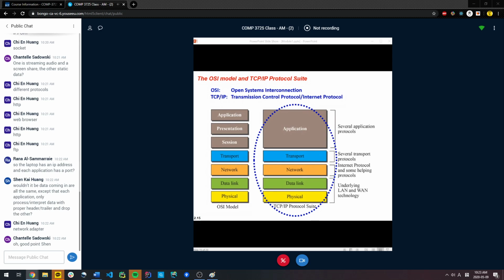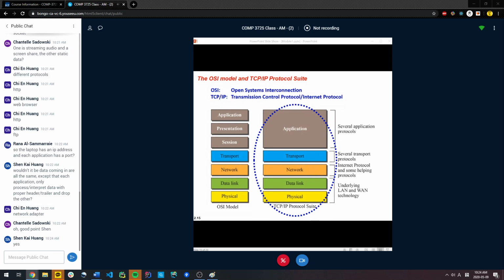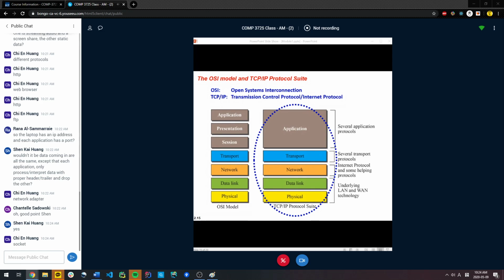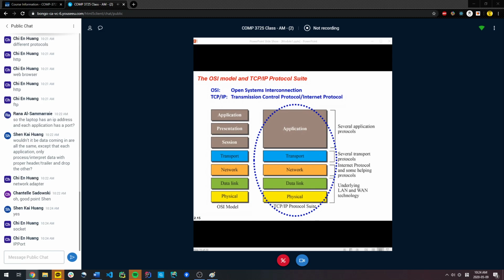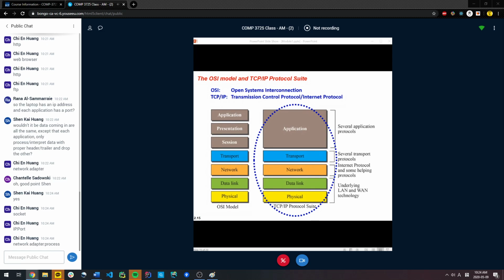Does that make sense? So you're really creating what we call a socket, which is an IP port pair. And that's the basis of any network application. Okay, so IP just means network adapter, and the port means process. Okay, so that's how data is exchanged.